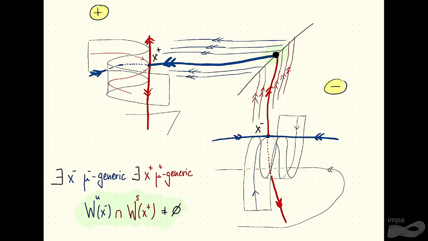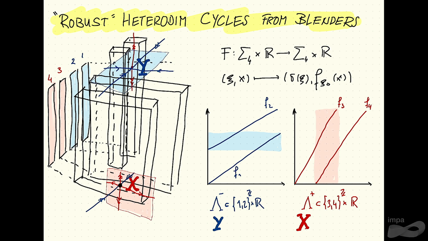So I can come to my second playground, which are robust heterodimensional cycles from blenders. As I said, this is not yet done for general diffeomorphisms, because there are some difficulties. So we studied skew products first. Our map is a skew product map, which in the first coordinate has a symbolic space, let's say on 4 symbols, and the fibers are just R1. The first coordinate is the simple shift map, and according to the symbol, you have one of 4 fiber maps.